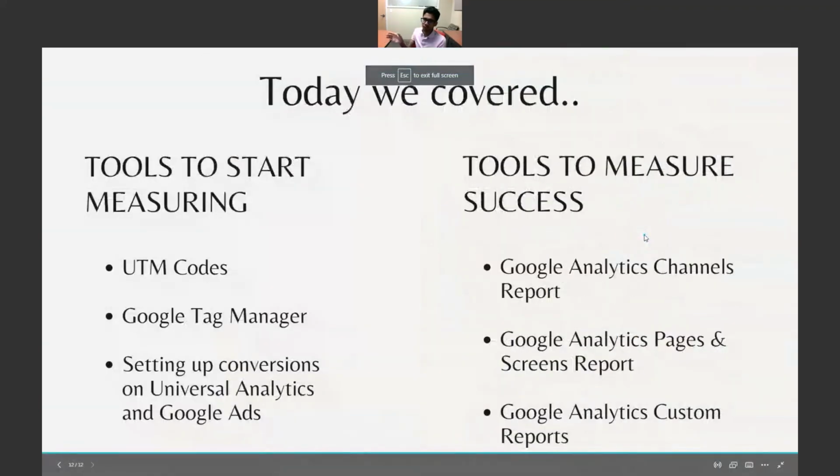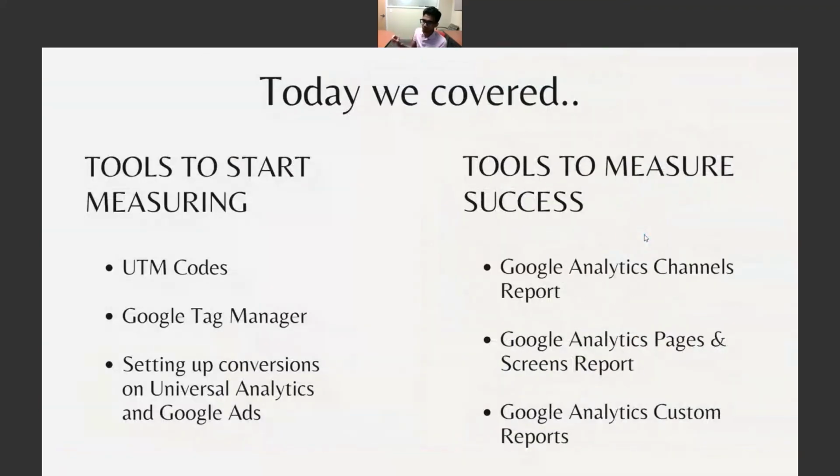Essentially, I just want to summarize, we covered a lot of material. There is a difference between what we covered today. The first part was talking about tools that you can use to start measuring. To start measuring, you can use things like UTM codes, Google Tag Manager, conversion tracking, so many more than that, but these are just things that come to mind as a digital marketer.